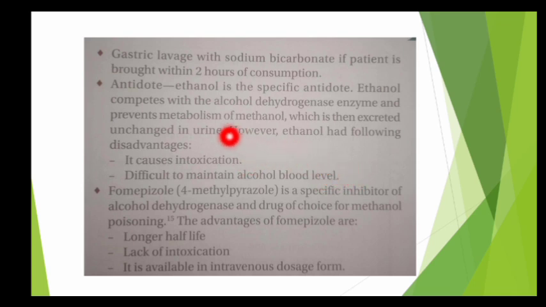What is the action of ethanol in methanol poisoning? It competes with the alcohol dehydrogenase enzyme and prevents the metabolism of methanol, so methanol is excreted unchanged in urine. And we use fomepizole, which is a specific inhibitor of alcohol dehydrogenase. It is the drug of choice in methanol poisoning. Okay. The advantages are its longer half-life and lack of intoxication, and it is available in IV dose form.